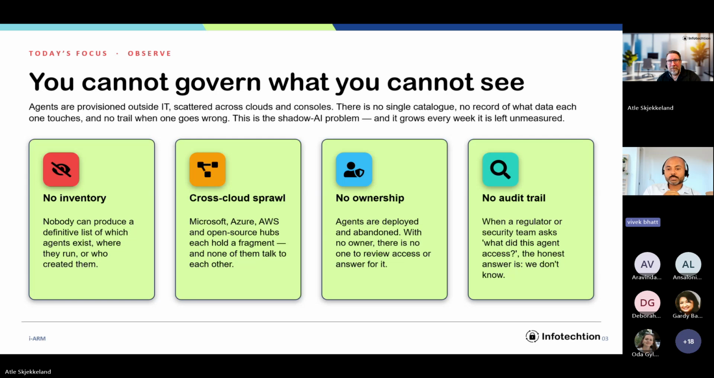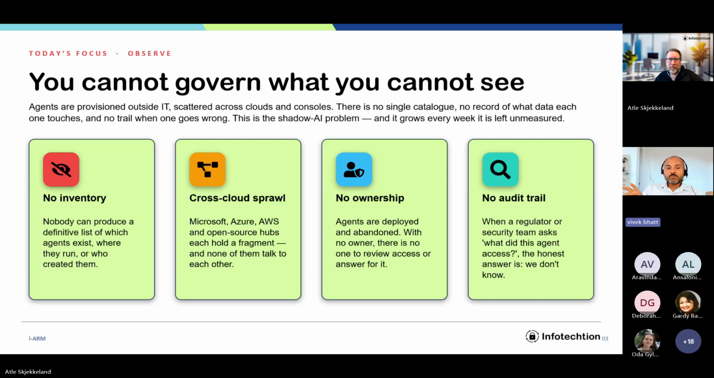So lack of ownership, agents are spun up and then orphaned. So there is no human accountable for reviewing what these agents can reach. There is no audit trail as well. Even if there is one, it is buried so deep in the platform that it is very hard to reach that audit and get any insights out of it. So when a regulator asks what a given agent accessed, the answer today pretty much is we don't know, or we know what we are told by the vendor or the platform which is provided by the vendor.